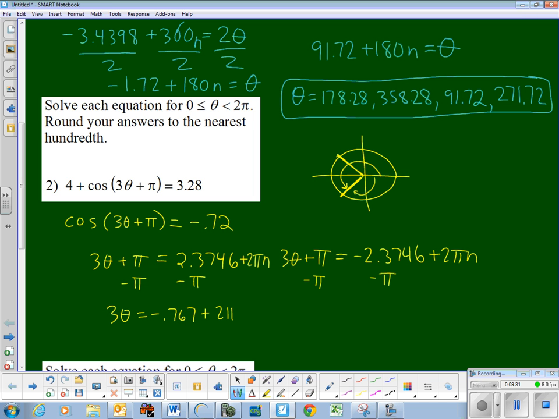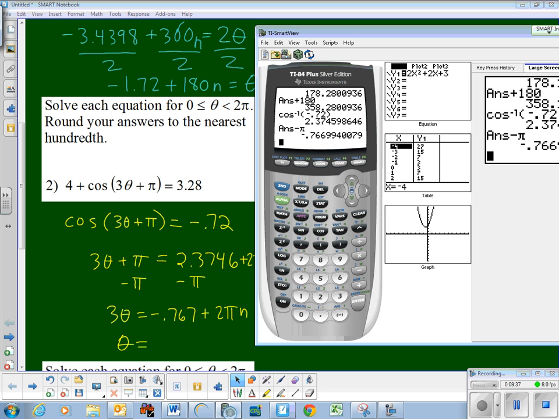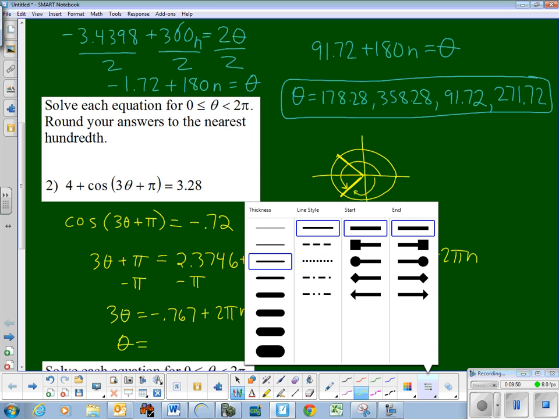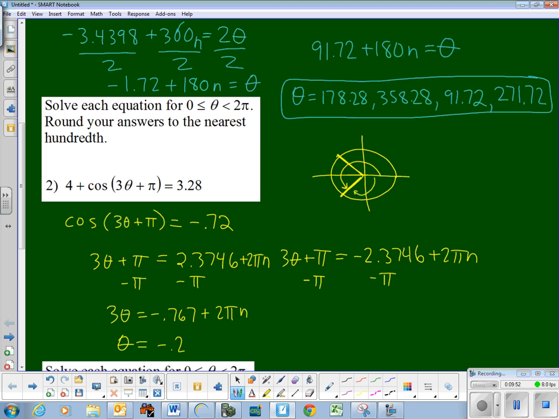plus 2 pi n. And then if I divide everything by 3, I get negative 0.25, I'm going to go negative 0.26. Plus, and now I'm dividing this by 3, 2 pi over 3 times n.